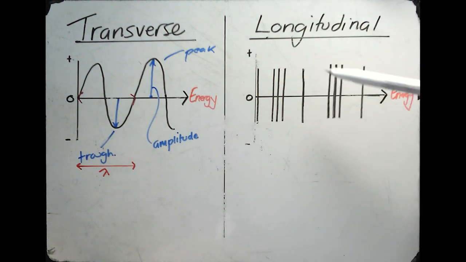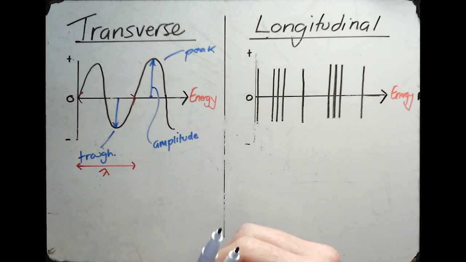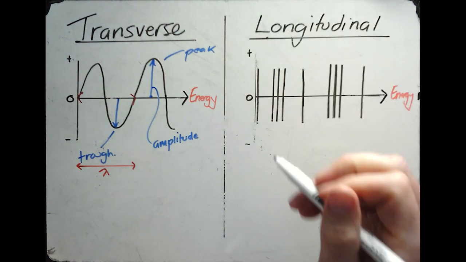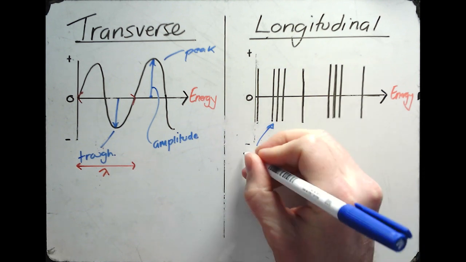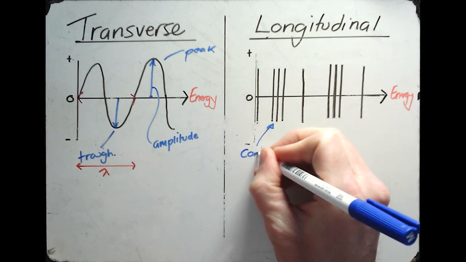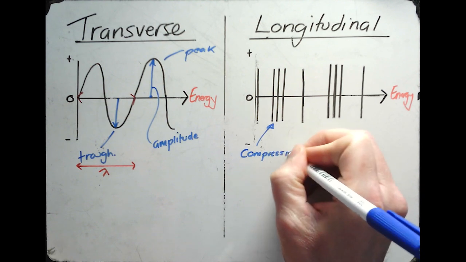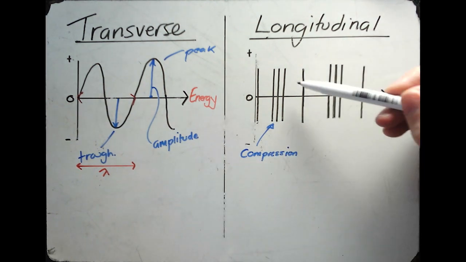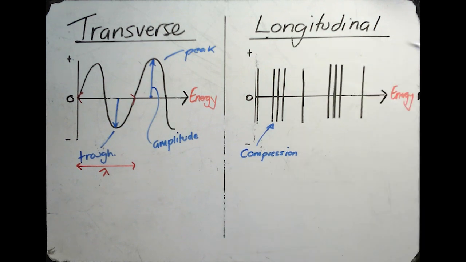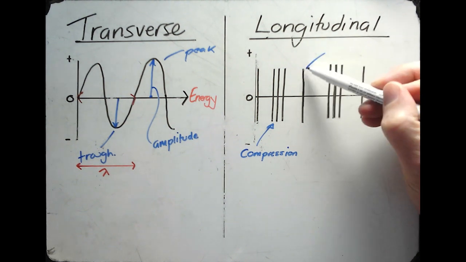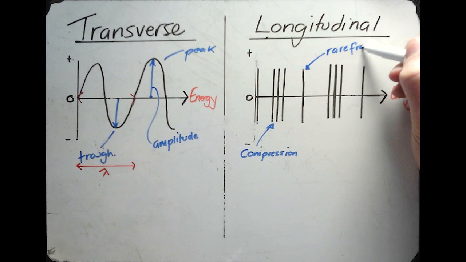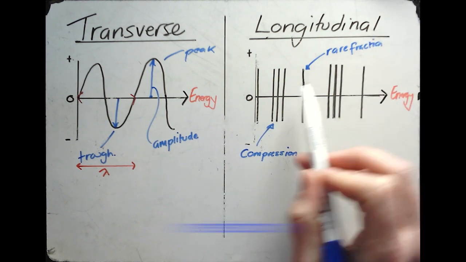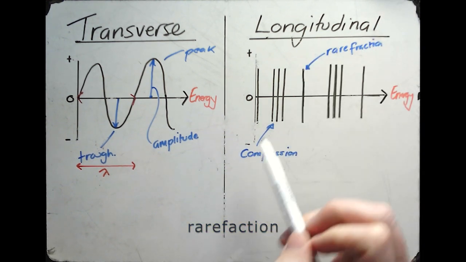Now, we haven't got peaks and troughs in this one. What we've got is some areas where the waves are closer together. And we call these areas where the waves are squashed together compressions. So that is a compression. And the areas that are spread out, so that's where the waves are stretched, this area is called a rarefaction. So rarefactions are the areas where the wave is spread out, and compressions are the areas where the wave is squashed together.